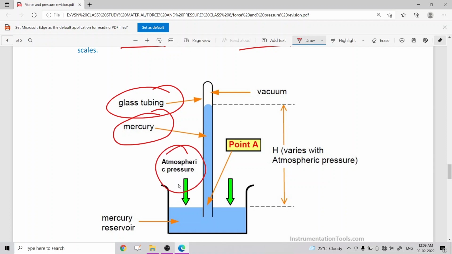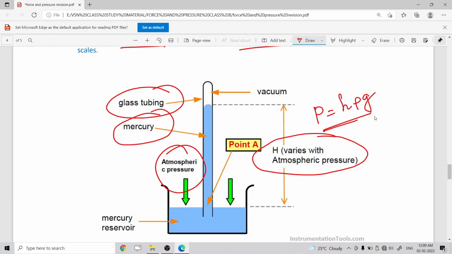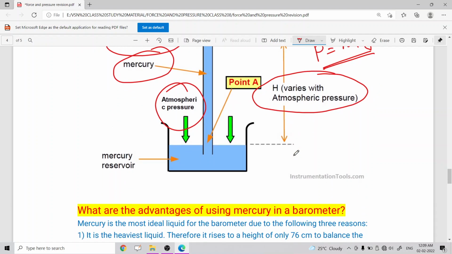Due to atmospheric pressure, some mercury rises in the tube. You have to find out this height that occurs due to atmospheric pressure. If you find the height h, then you can simply use the same relation, P equals h rho g, and find the pressure. We can find out the pressure of the atmosphere.